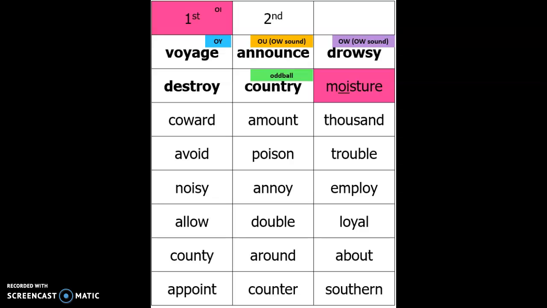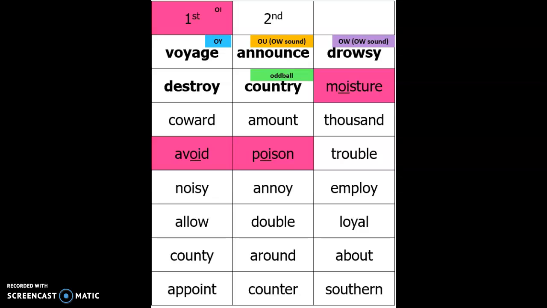The next word that we have in that category is avoid. If you are avoiding something, you don't want to do it, you don't want to be around it, that's the O-I, avoid. The next word we have in that category is poison. Poison is not good for our bodies. A lot of chemicals have poison in them, and if we ingest them, we need to call a doctor. Poison, oi. You hear that oi sound.